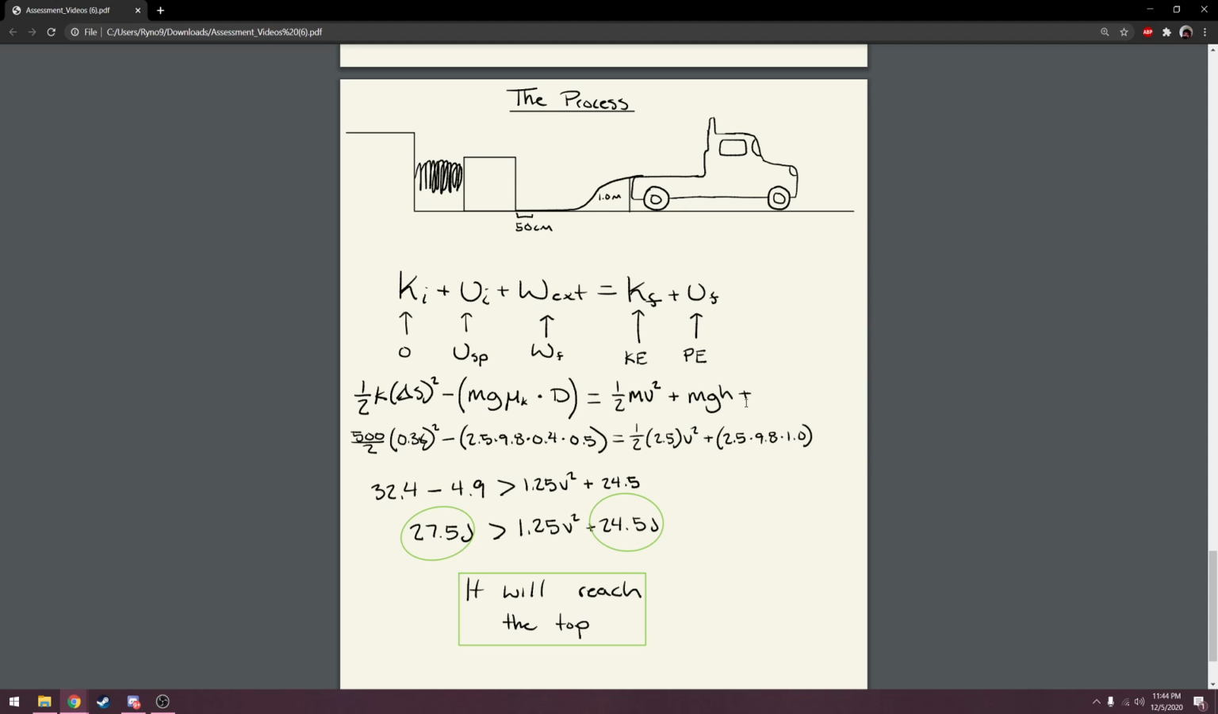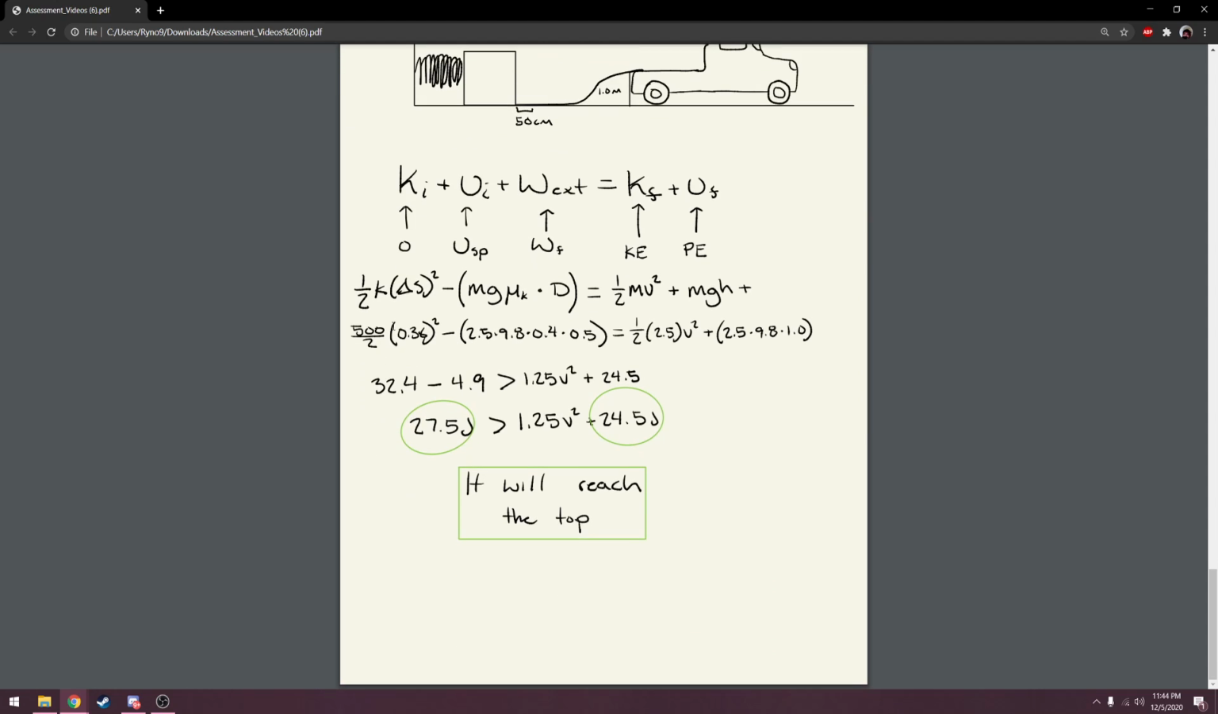I'm sorry, this is a typo. We plug in all our knowns, which happens to be all of these numbers except for v. And we solve. We don't necessarily solve, we can just simplify, right? Because we don't need to find any values. We just need to see if it can get up there. And you'll see how we can see that in a second.